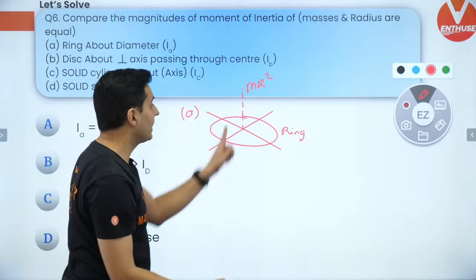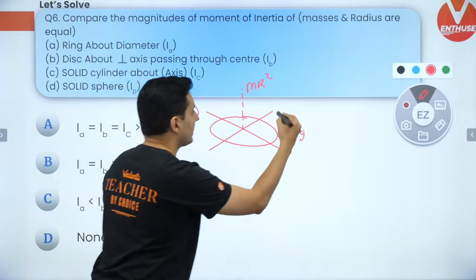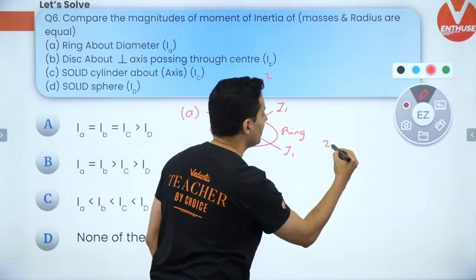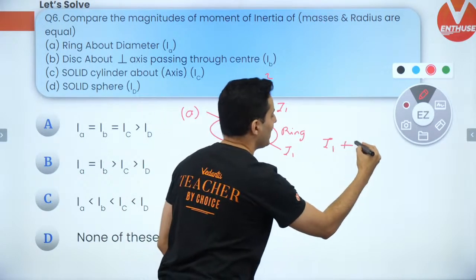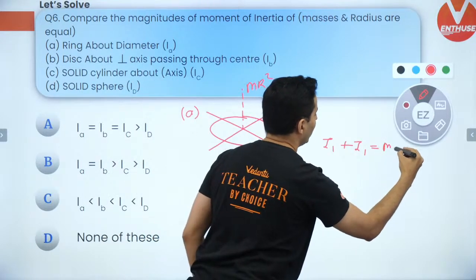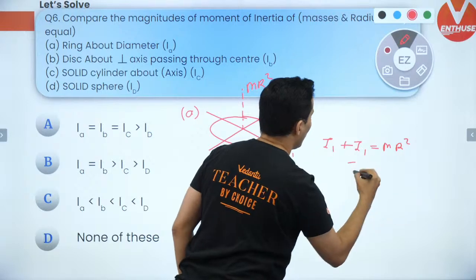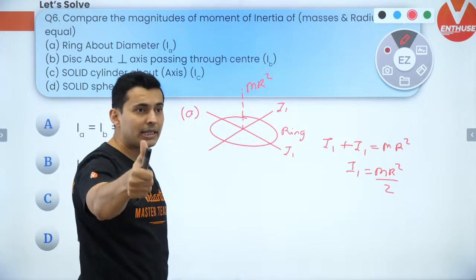It is just mr square about the perpendicular axis. Now use the perpendicular axis theorem. If this is I1, and this is also I1, then I1 plus I1, two perpendicular axes, will be equal to mr square. So I1 will be equal to mr square by 2. Isn't this clear?